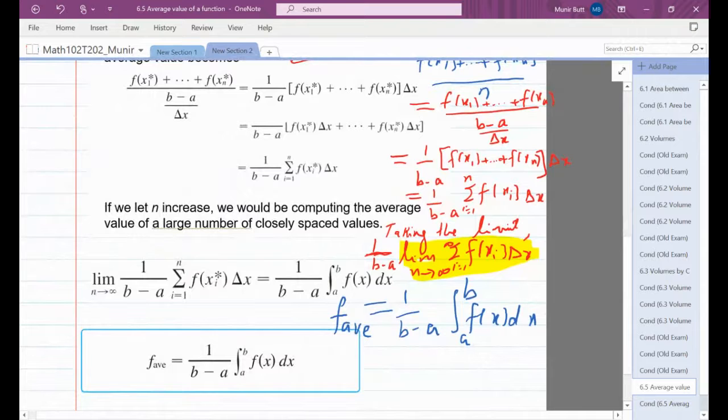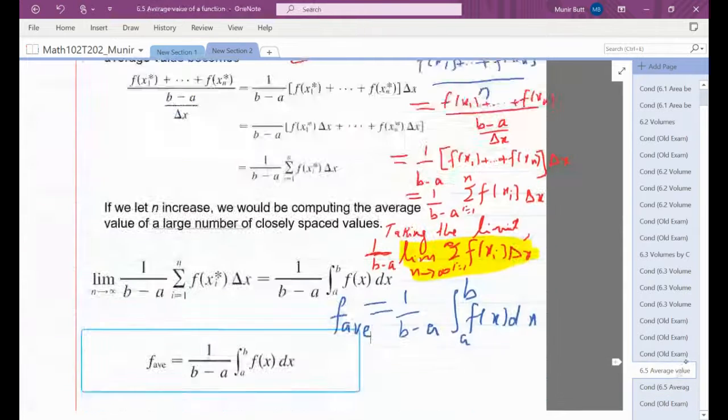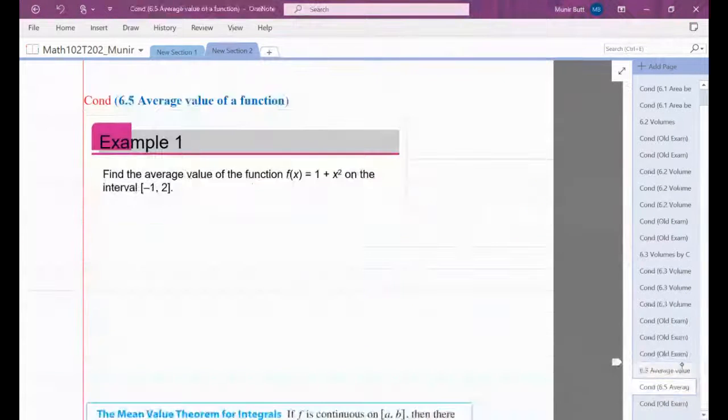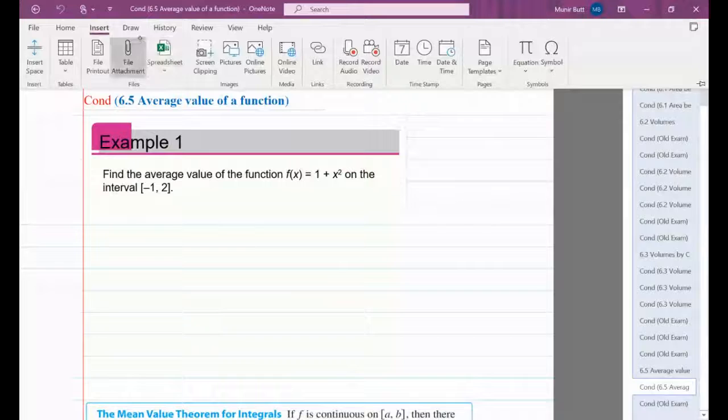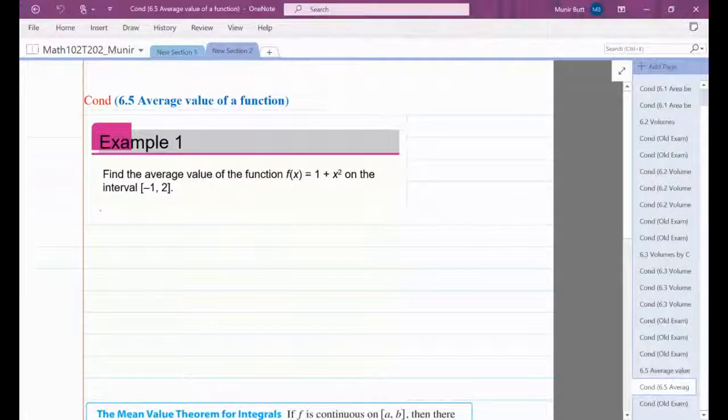Okay, so now the question is, how will we solve the questions? To solve them, we have been given example number 1. It asks us to find the average value of the function f of x equals 1 plus x squared on the interval -1 to 2. Okay, let us see how to solve it.